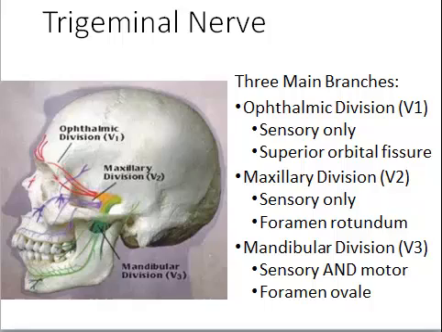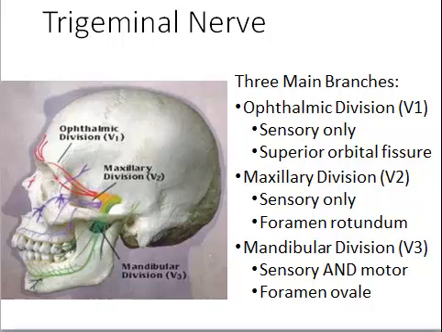So, three main branches of the trigeminal nerve: the ophthalmic, V1, sensory only, exiting through the superior orbital fissure. So it doesn't move our eyeball, it doesn't give us our lateral movements, our ability to look down, it doesn't give us vision. What it gives us is the sense that I've just poked you in the eye, or you have an eyelash in your eye. So that's the sensory component of the ophthalmic division.